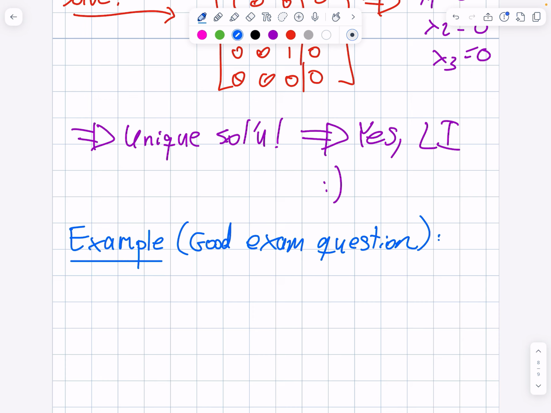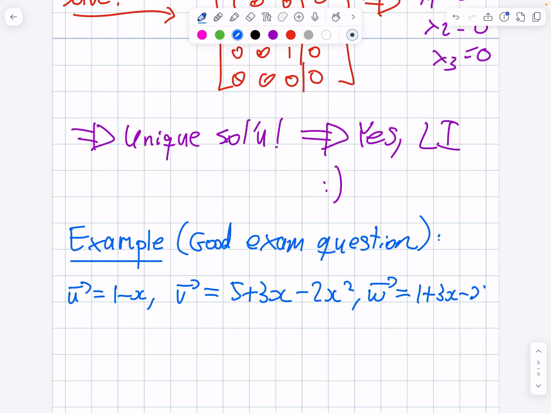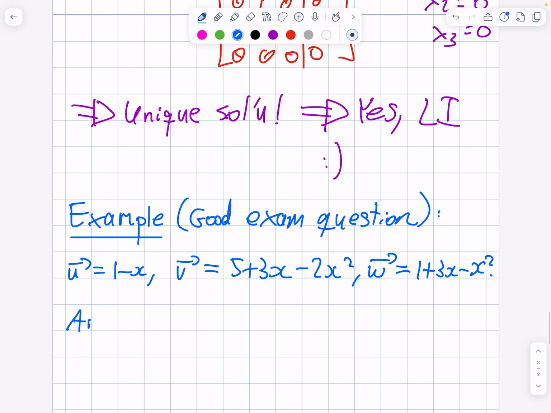Okay, here's the example. We're going to take u equal to 1 minus x, v equal to 5 plus 3x minus 2x squared, and w equal to 1 plus 3x minus x squared. And the question is, are these linearly independent? And of course, linearly independent in the ambient vector space P2 of polynomials of degree at most 2.